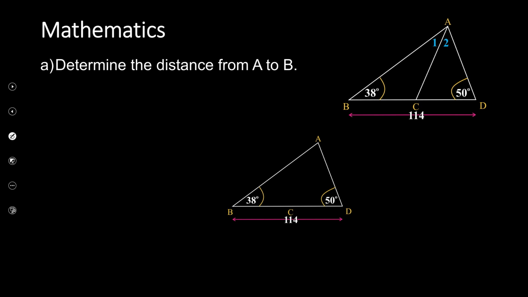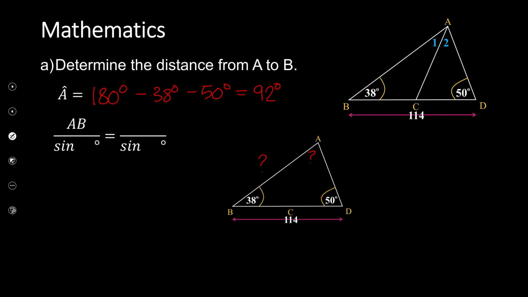Okay, so here's our triangle drawn without line AC, just to make it a little less complicated. Remember again, we want to find AB, the distance from A to B. So I need to have at least one matching pair. Because I'm given these two angles, I can find this third angle pretty easily using the three angles of a triangle. So angle A will simply equal 180 degrees minus 38 minus 50 degrees, and that's going to equal 92 degrees.